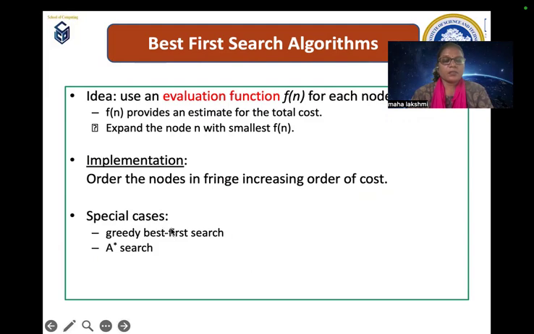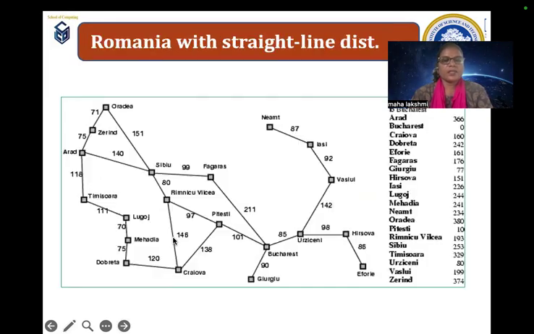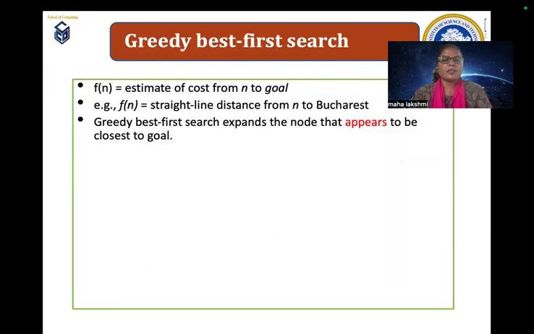There are two special cases, greedy best first search and A star search. If you consider greedy best first search and A star search, they have taken the cities of Romania and the task of traveling from one place to another with respect to path cost. Suppose we want to travel from Arad to Bucharest, what are the ways we can travel, and which path will give the lowest cost? That we have to find out by using the greedy best first search or A star algorithm.